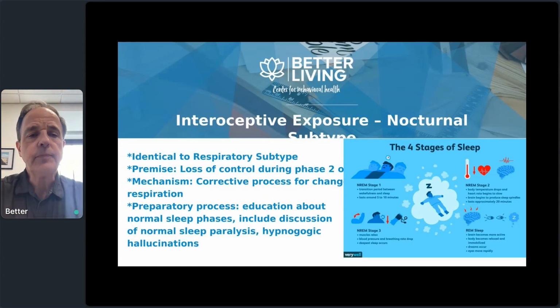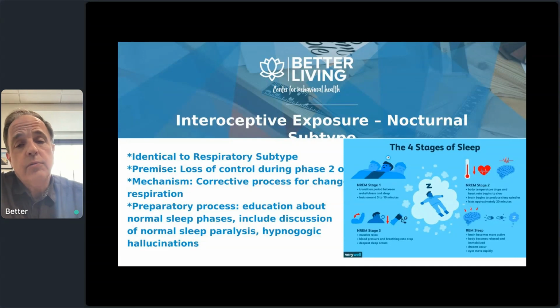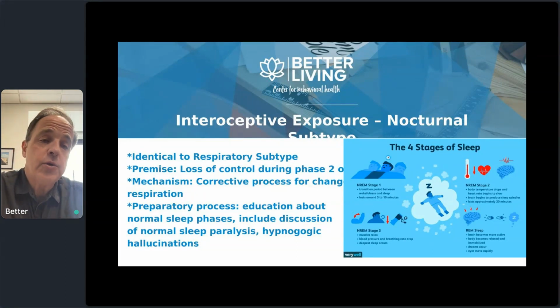So the nocturnal subtype. The nocturnal subtype is a particularly upsetting one for clients. It's not really more challenging to treat. It's just that the occasion upon which panic happens is distressing. And so we need to understand the 4 stages of sleep. And there's a particular stage of sleep, specifically phase 2, where your respiration slows down dramatically.